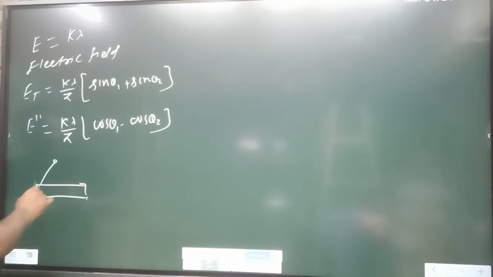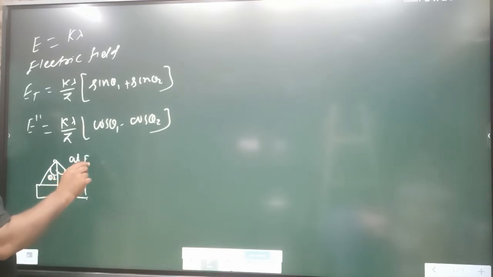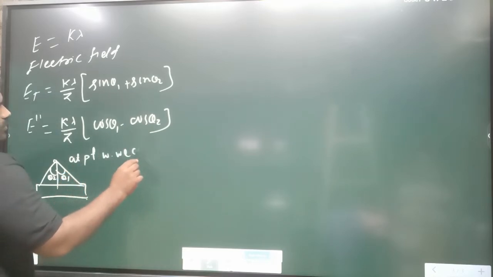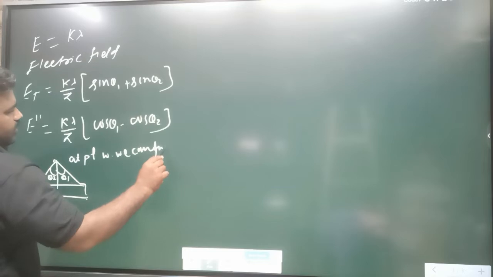Now where is the alpha 1 and alpha 2? Draw the perpendicular here. We're getting this alpha and this one is another alpha. This one is considered as theta 1, this as theta 2. Don't consider here and here. Means at the point where we can find out the electric field. Yes or no?